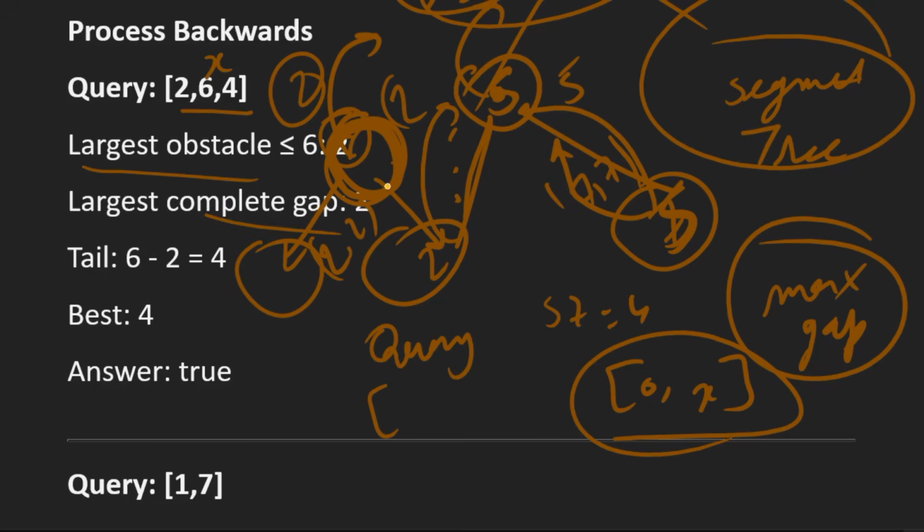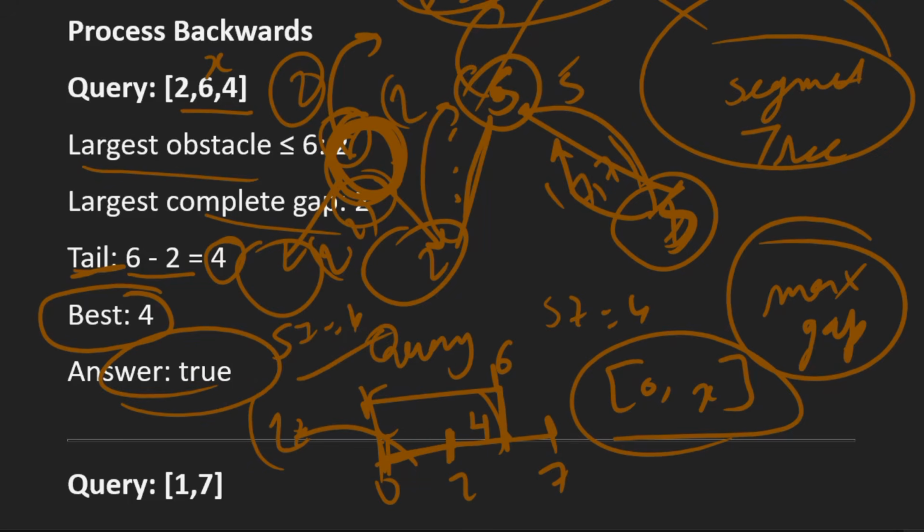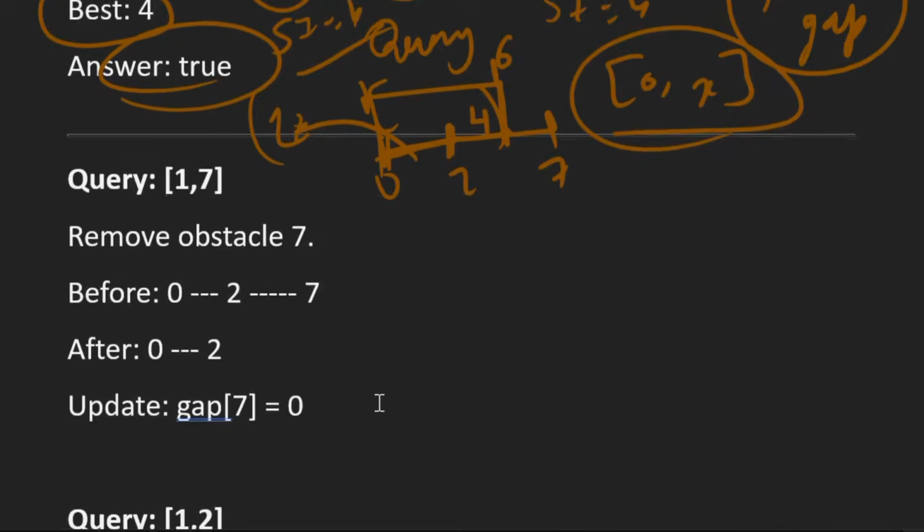So the largest complete gap is 2, and the tail part is 6 minus 2, that is 4. We have 0, 2 and 7, and we are querying up to 6. So we query over 0 to 2 and find the maximum gap over 0 to 2, which returns 2. We ignore this part, and this tail part gap is 4, so we take the maximum of 2 comma 4, which is 4, so the best answer is 4. Our block size is 4, and 4 is greater than or equal to 4, so the answer is true for this query. This way we have processed the last query.